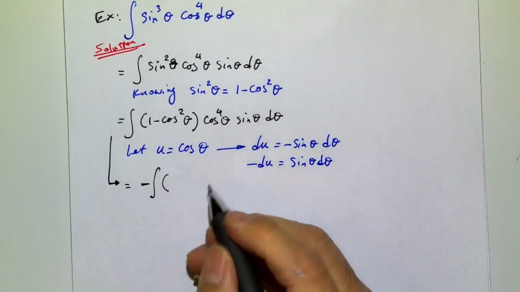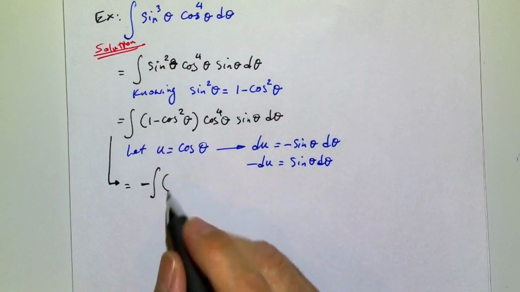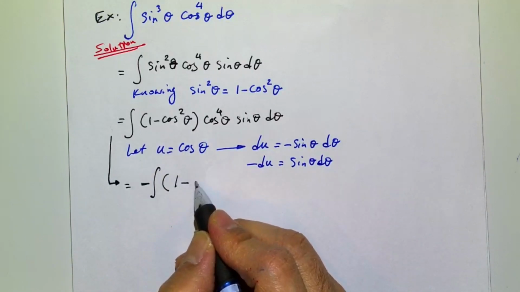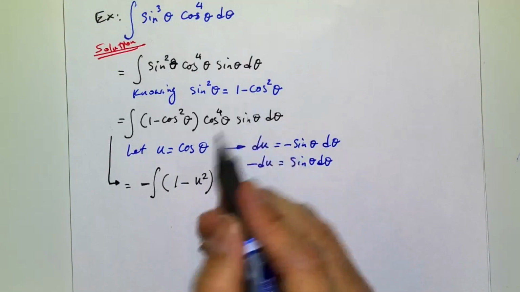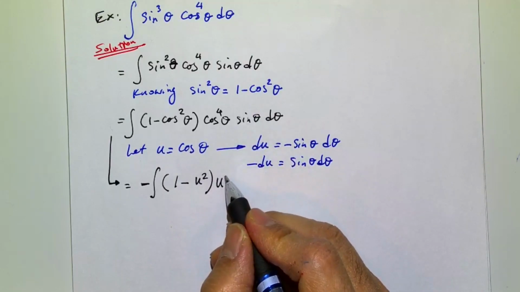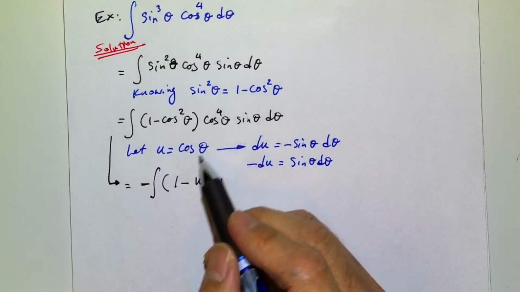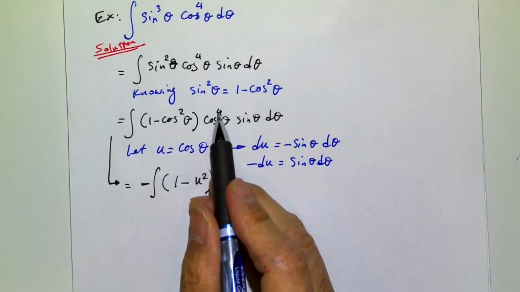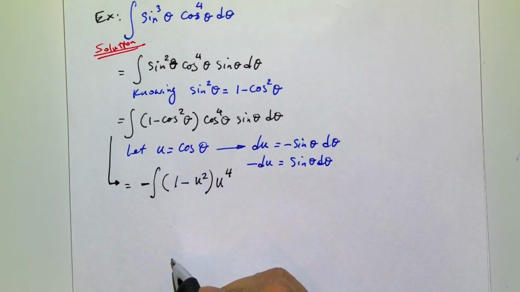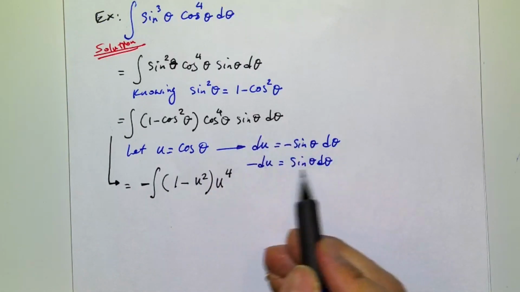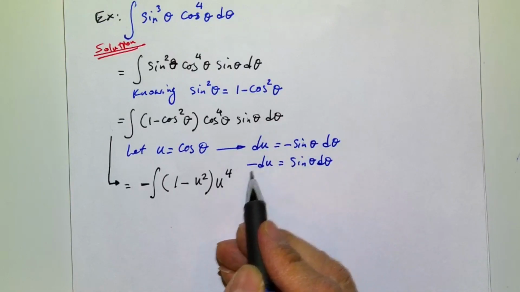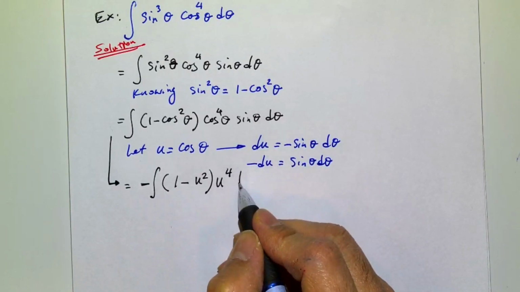Either way is fine. So then, substituting back here, we have 1 minus u squared. On the outside, we have cosine squared squared, so that'll be u to the fourth power, right? Because cosine theta is u. So cosine to the fourth power would be u to the fourth. And then, of course, sine theta d theta will be the du, and the minus is out here. So we have du.